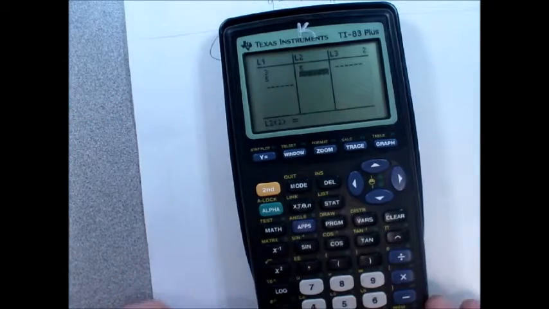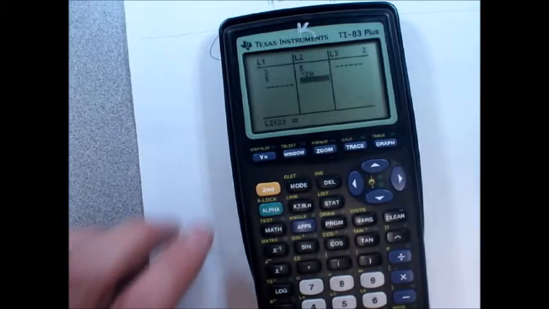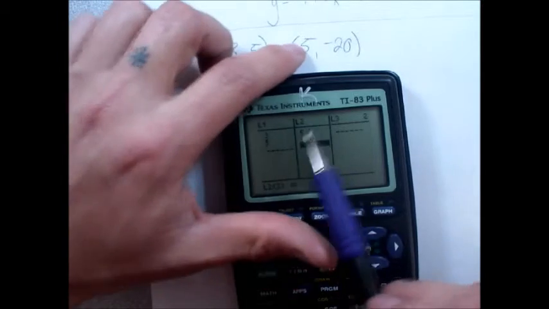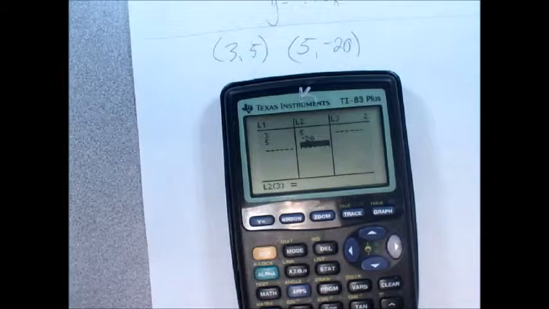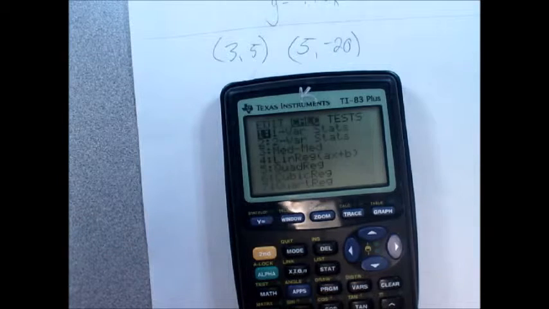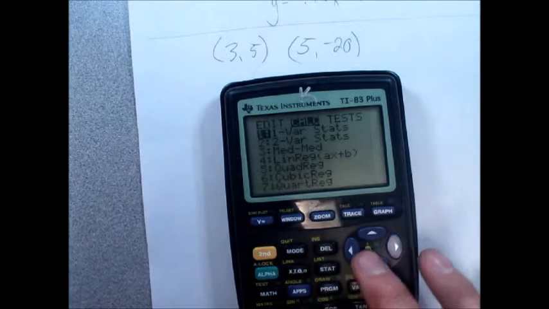So 5 and negative 20, and then I just double check. I have 3, 5, 3, 5, and 5, negative 20. And my points are matching. Okay? So I hit stat again, tab over to calc, linear regression.